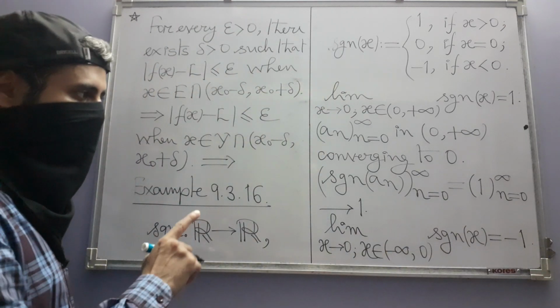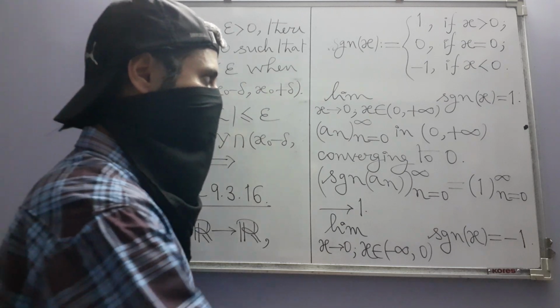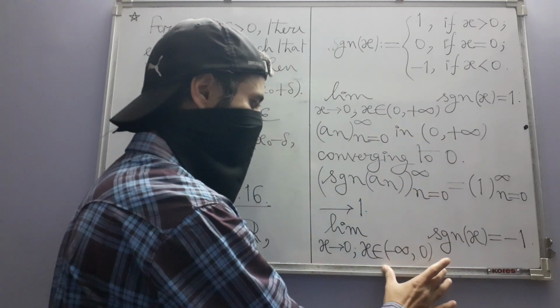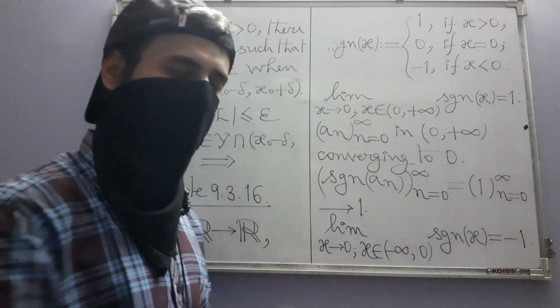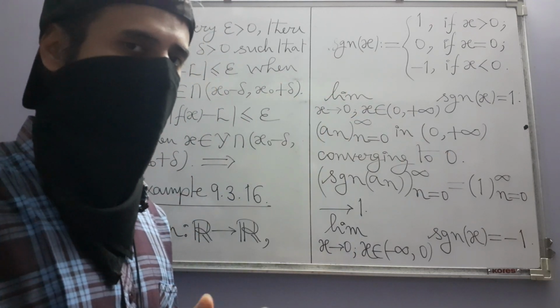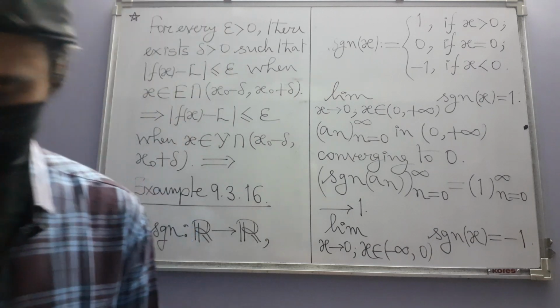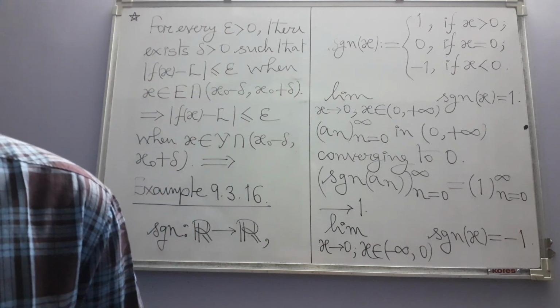And now we are going to consider another one, where instead of having these half lines, that is rays, we are going to take the entire real line. That limit, however, would not exist. We will now see why.